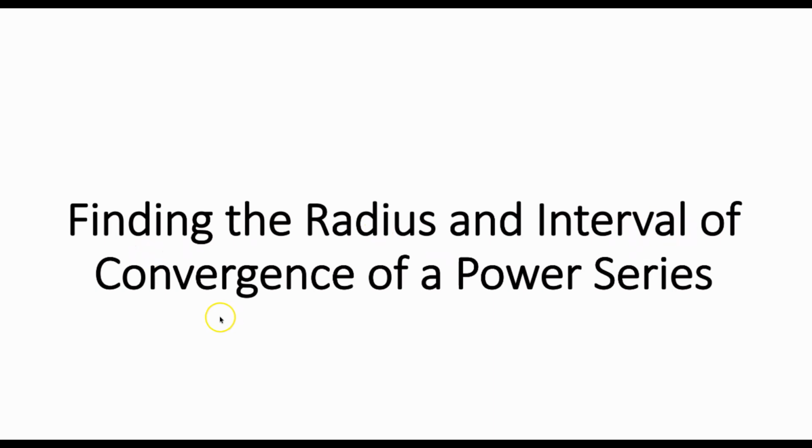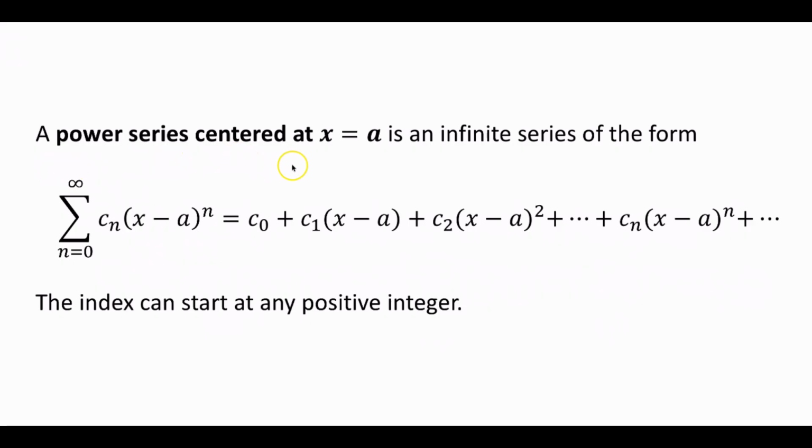Finding the radius and interval of convergence of a power series. A power series centered at x equals a is an infinite series of the form the sum of n equals 0 to infinity of c sub n times the quantity x minus a to the n. And if we expand that out, we would get c sub 0 plus c sub 1 times x minus a to the first plus c sub 2 times x minus a squared plus and so on, with the general term as c sub n times the quantity x minus a to the n.